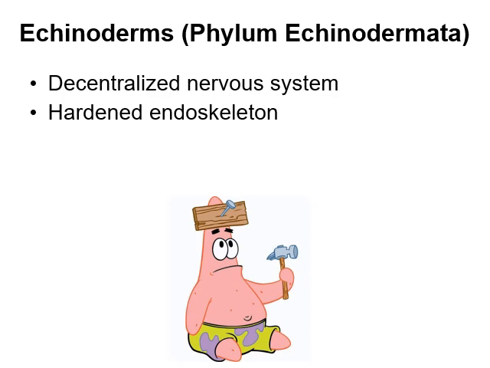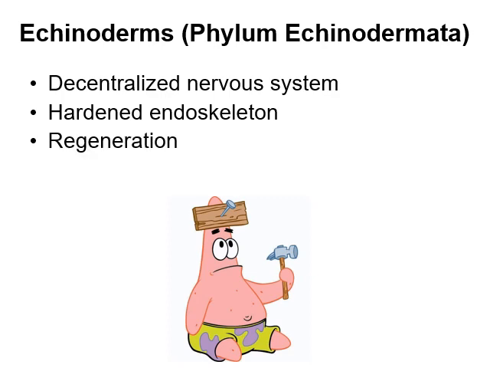What protects them is that they have a hardened endoskeleton. The prefix endo refers to things that are underneath. So the outer surface of an echinoderm is soft, and underneath it there's a hard set of plates.